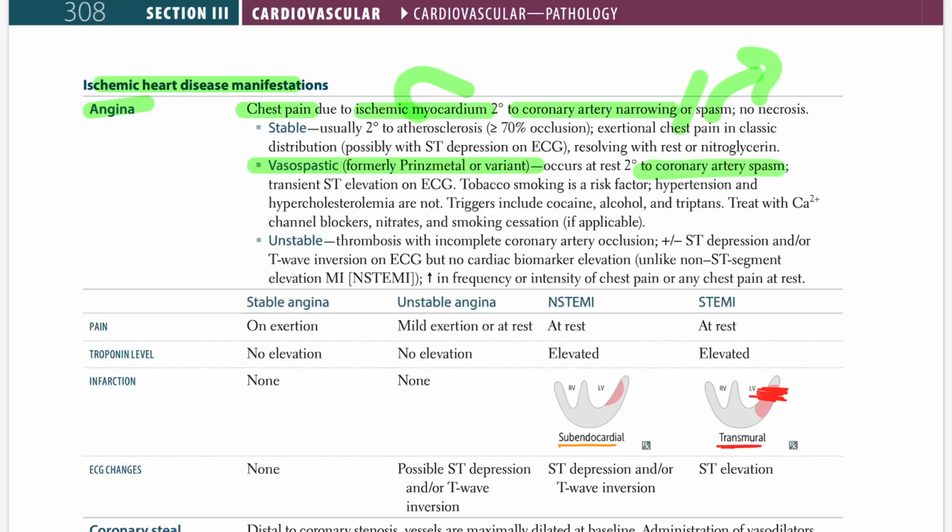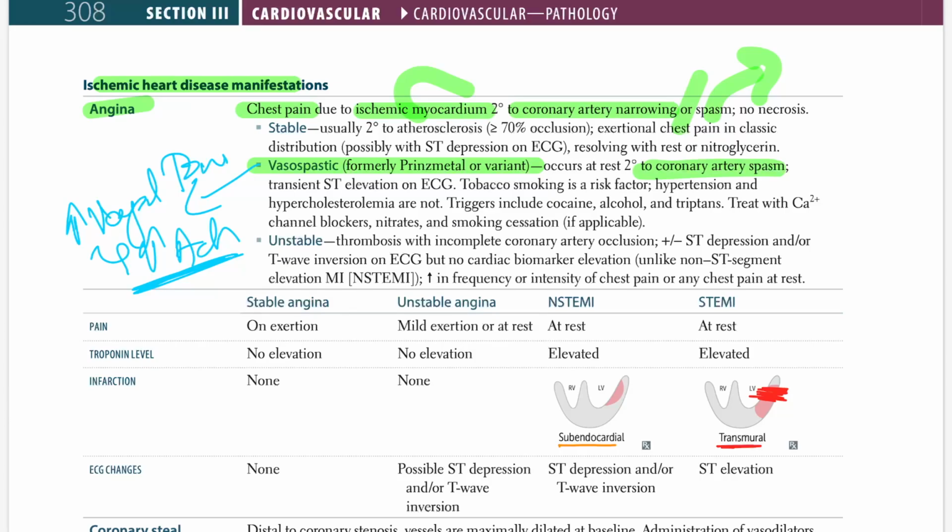Okay, and spasm. One important thing also is that you have an increase in vagal tone. These coronary arteries are very sensitive to acetylcholine. So in vasospastic angina, you will have an increase in vagal tone that would give you an increase in acetylcholine levels. That's an important, high yield point. Increase in acetylcholine levels will be seen here.